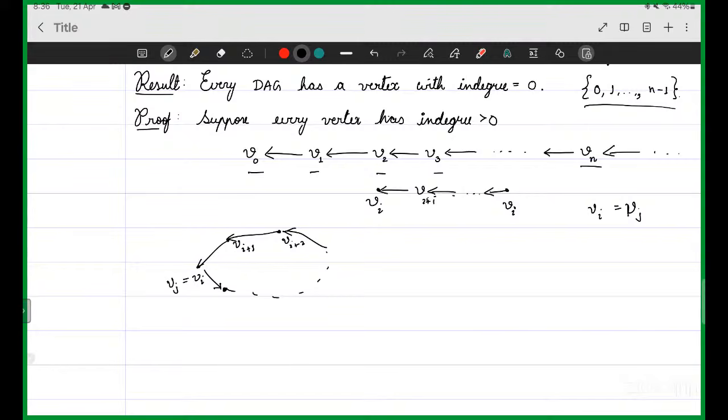Are you trying to say like Vn also has an incoming edge which is nothing but V0? Not necessarily. I'm just writing a list. I can write this list indefinitely, right? Because every vertex has in degree greater than 0, I can write it for as long as I want. I chose to stop writing at Vn because that will definitely force the repetition of vertices, and that is what I want.